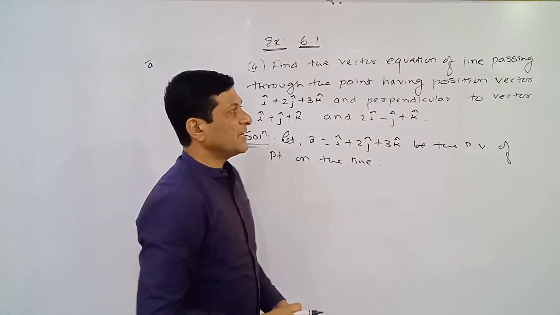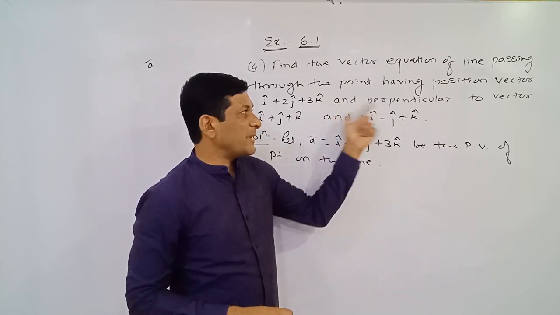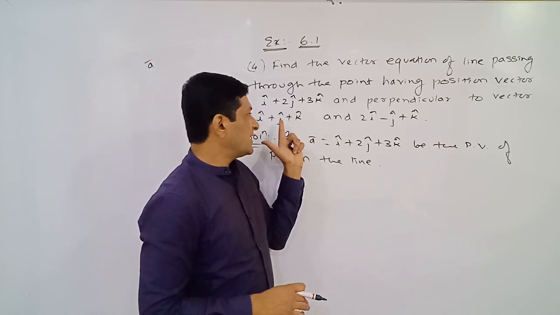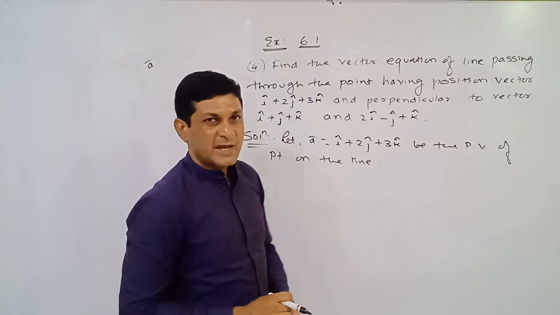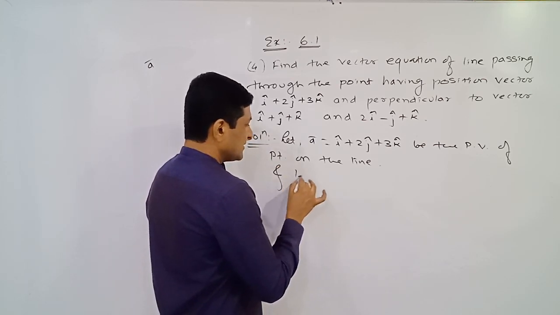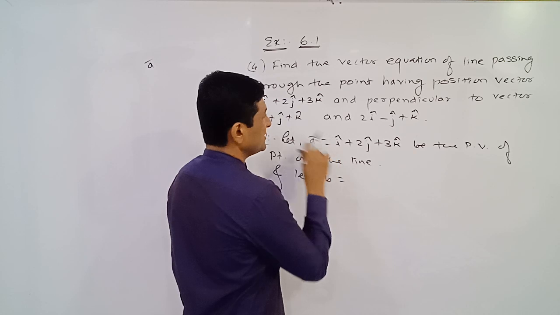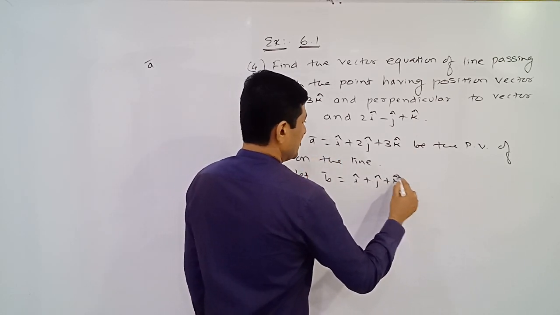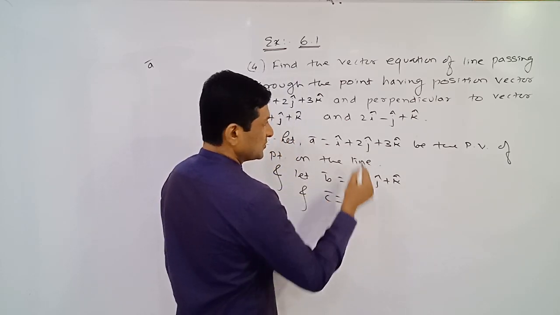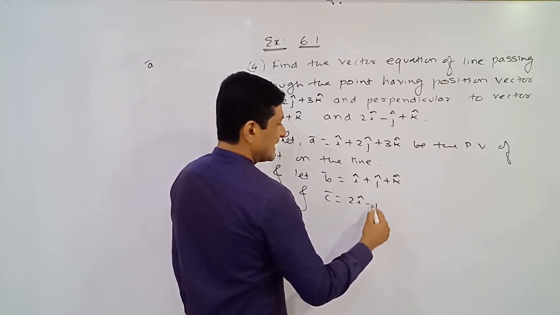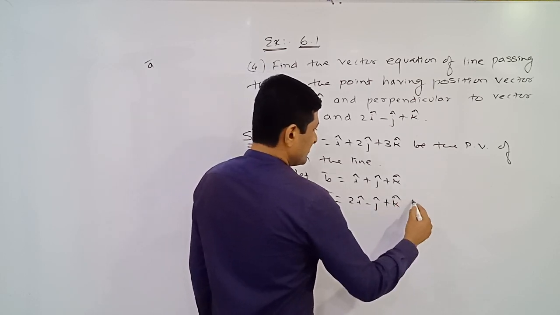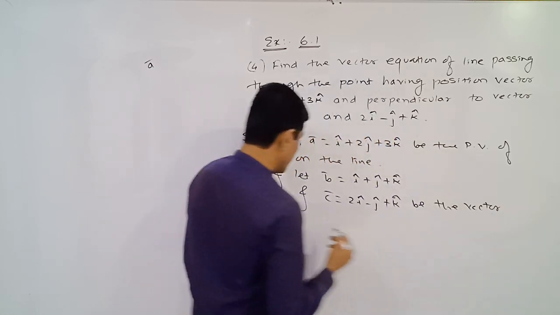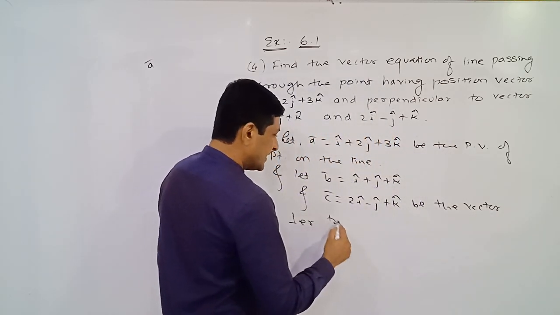And again it is given to us that the line is perpendicular to these two vectors. So let us denote this vector by b bar and this vector by what? C bar. And let b bar is equal to what? I cap plus j cap plus k cap, and C bar is equal to 2I cap minus j cap plus k cap be the vectors perpendicular to the line.